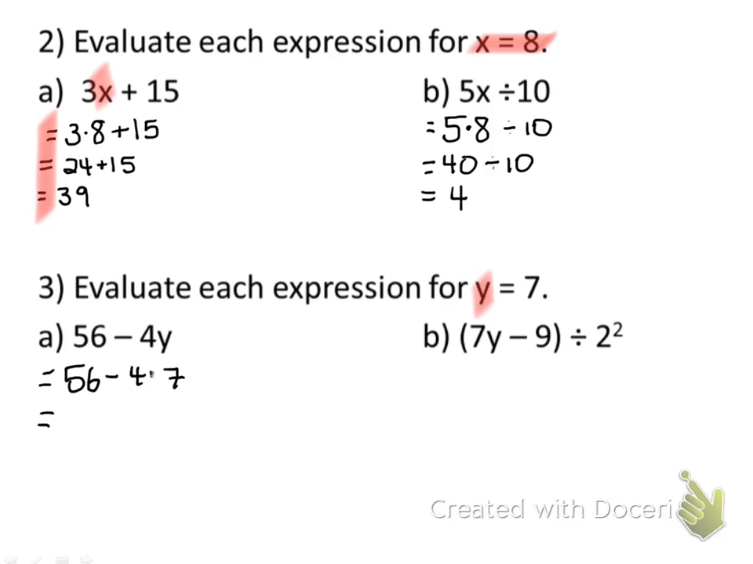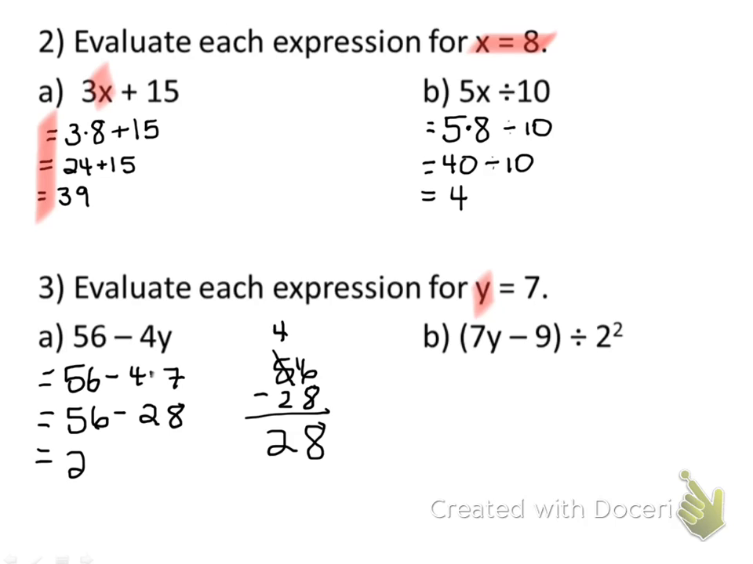Now, using PEMDAS, the first thing we're going to do is multiply. So this will be 56 minus 4 times 7, which is 28. So then we need to do 56 minus 28 to get our answer. 6 minus 8 we can't do, so we borrow from the 5. It becomes a 4, and we have 16 minus 8, which is 8. 4 minus 2 is 2, so we get 28.